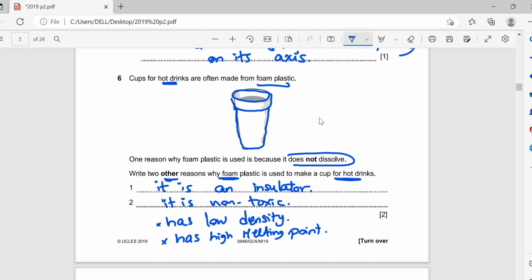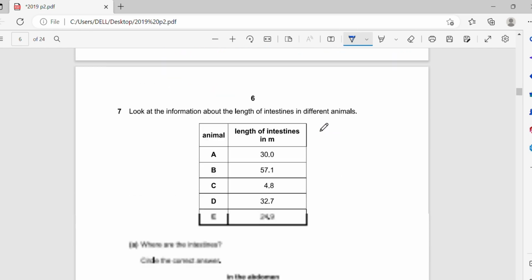That's why it is suitable for hot drinks. You mention 1 or 2 or any of these points, it's considered correct, لكن enough to mention only 2 points.